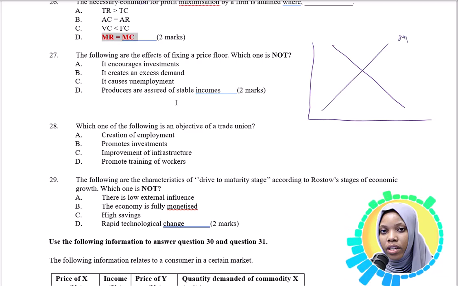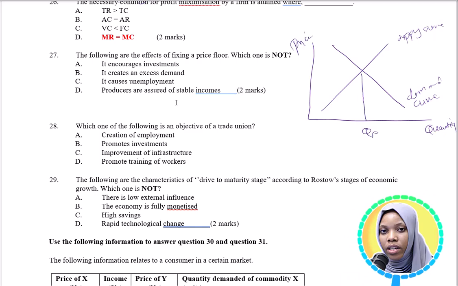This is the supply curve, and here we have the demand curve. Then we have a downward sloping demand curve. Then here we have the quantity, and here the price. This is the equilibrium quantity, and here we have the equilibrium price. That's how it is.